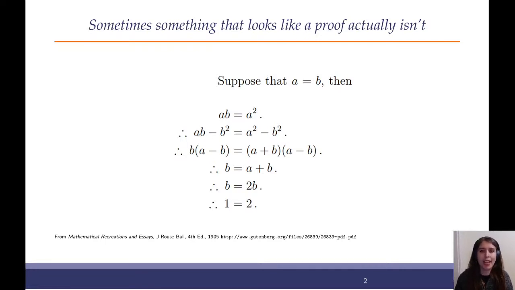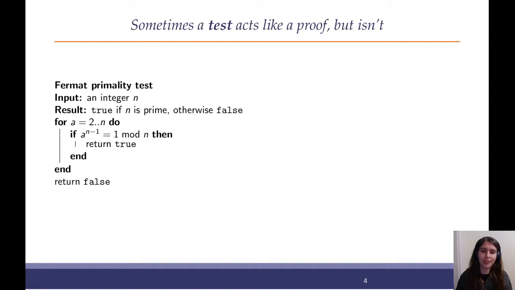Now, the trap laid for the unwary viewer is on line 3, where we divide both sides by a minus b. Now a equals b, so this must be 0, and we are dividing by 0, which is forbidden. So this proof is not actually a proof.